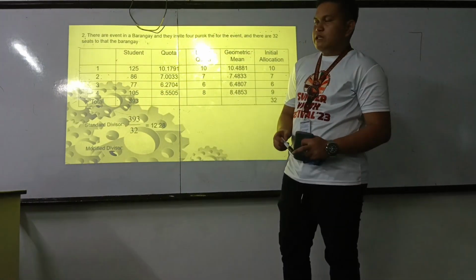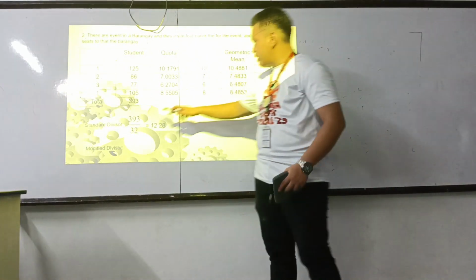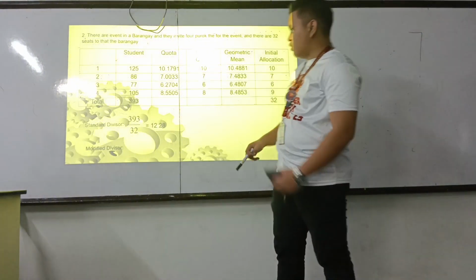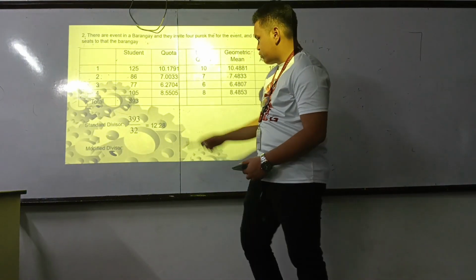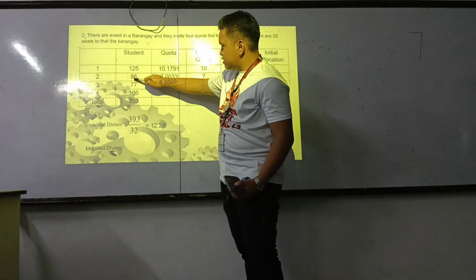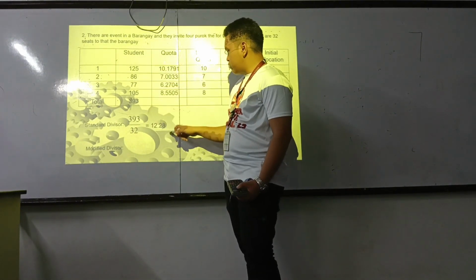So let's divide 393 by 32. Our standard divisor is 12.28. So let's divide each of these by 12.28.